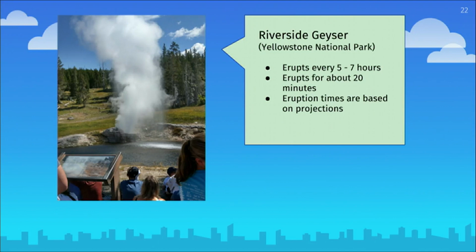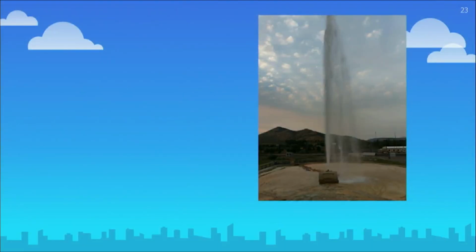And of course, like many geysers in Geyser Basin at Yellowstone, it's based on predictions. There are ones like Riverside that are actually pretty easy to predict. Old Faithful, of course, is very easy to predict. But they are predictions. They don't always go off at the same time. Meanwhile, this is another geyser here.